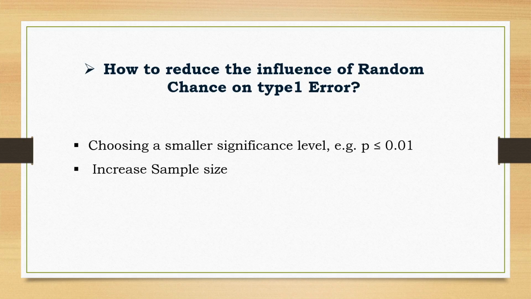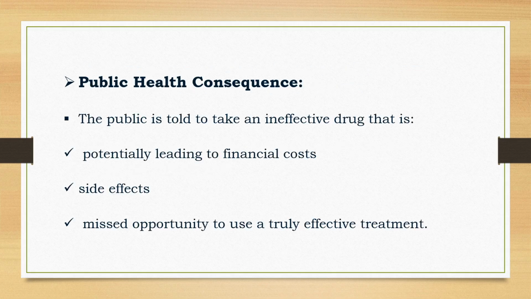So instead of having 5% chance of making type 1 error, we're going to have 1% chance of having type 1 error. The second method by which we can reduce the influence of random chance on type 1 error is to increase sample size. This will provide a more precise estimate of the population's characteristics.